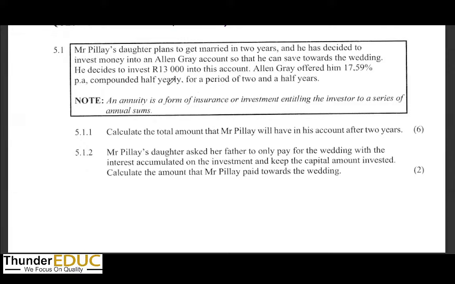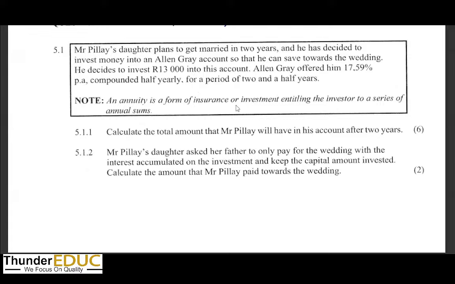All right, we look at question number five. Mr. Pillay's daughter plans to get married in 2 years, and he decided to invest the money into an Ellen Gray account so that he can save towards the wedding. He decides to invest 13,000 into this account. Ellen Gray offered him 17.59% per annum compounded half yearly. So, half yearly, a period of 2.5 years.